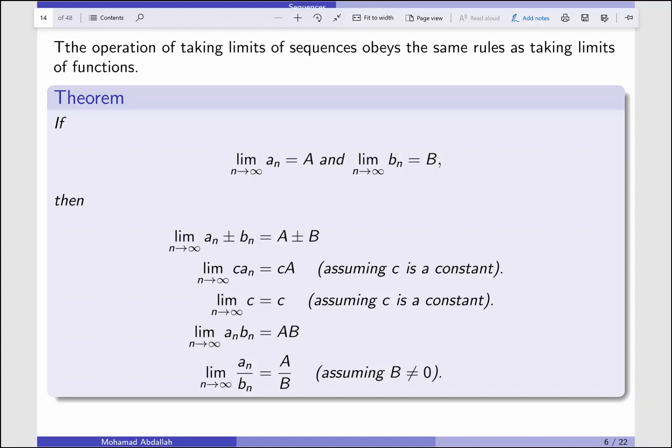The limit when n approaches infinity of a_n b_n is equal to ab, so the limit of the product is the product of the limits. The same thing goes for the quotient. Just be careful here that the denominator has to be non-zero. And here in these two examples, c is a constant. What I mean by a constant here is something that does not depend on n.